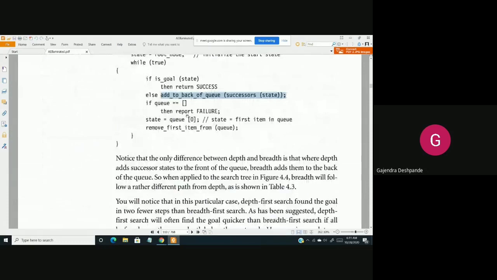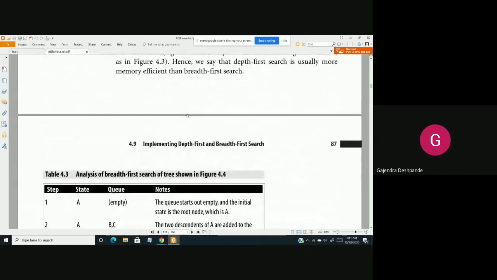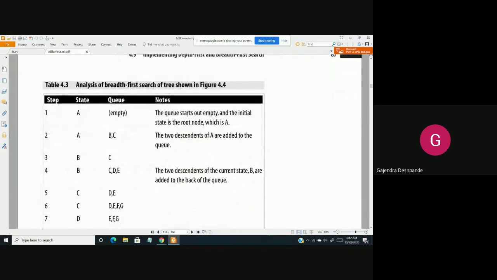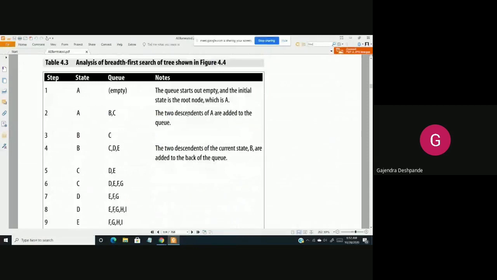So we had applied DFS on the given tree. Now let's apply BFS on the given tree, and then we can stop our today's lecture. So again, we are applying it on the same tree. At the first step, our initial state is given. State is A, Q is empty. So that's a starting point.